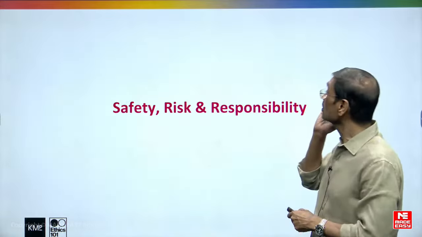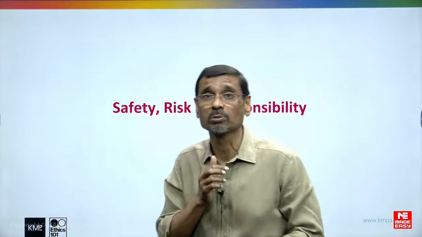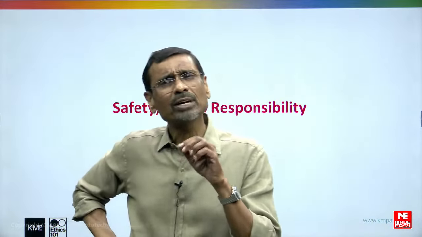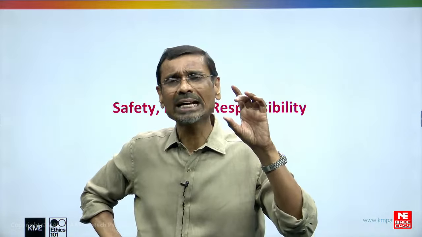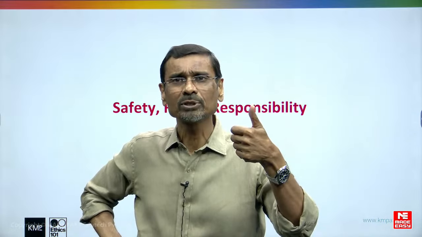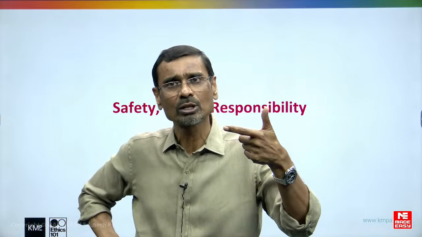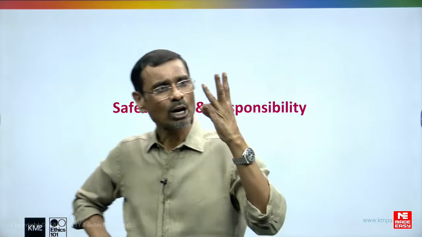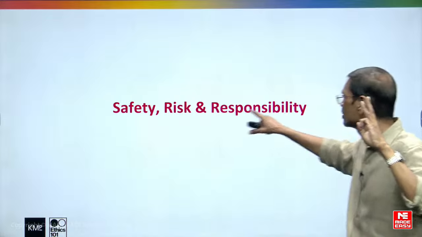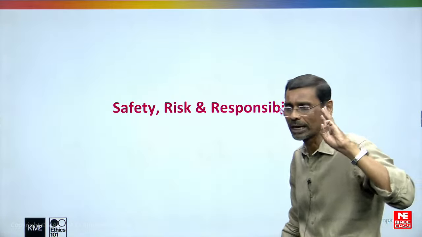Okay, next one, safety, risk and responsibility. Acha, we have covered how many sections? Core concepts, ethical theories, decision making models. We have done workplace. Now we are doing the fourth one, safety, risk and responsibility. Safety.